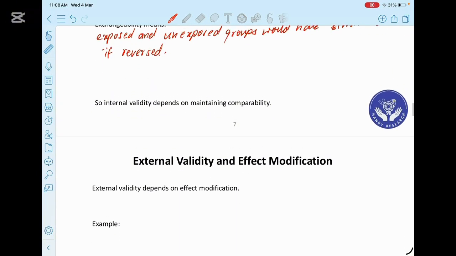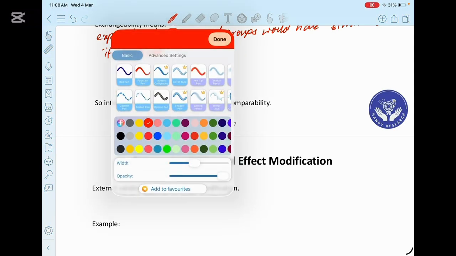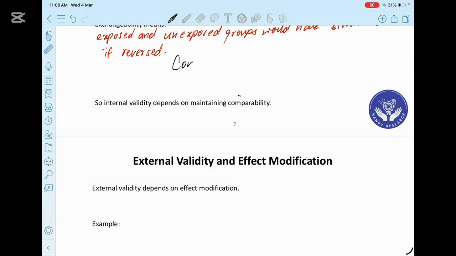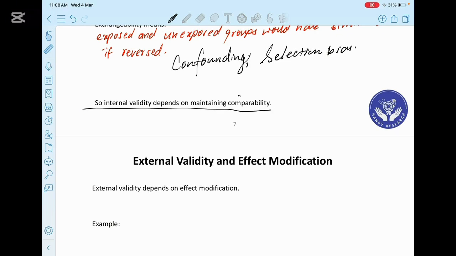So what breaks that exchangeability? Confounding breaks exchangeability. Selection bias breaks exchangeability. So internal validity depends on maintaining comparability.